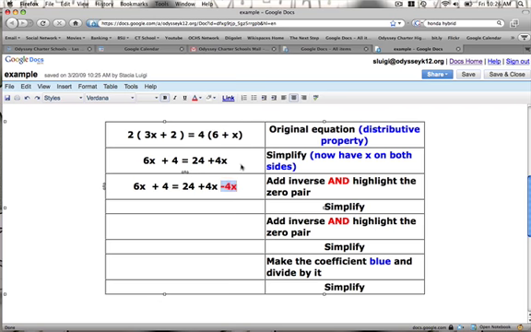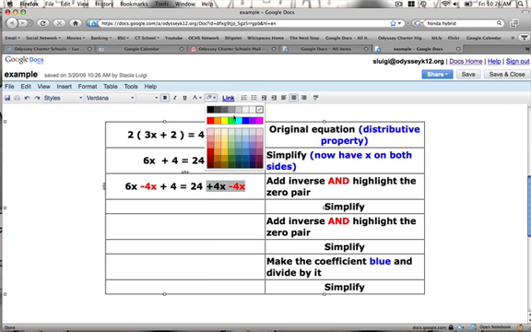And then while you've got it highlighted, copy it. Now come over here, and I think the best place to put it on the left side is right behind the 6x term. So you're going to paste it right behind the positive 6x. Now you need to highlight the zero pair. In this case, the zero pair is the positive 4x, negative 4x. When you add those together, you get 0x, which is 0.